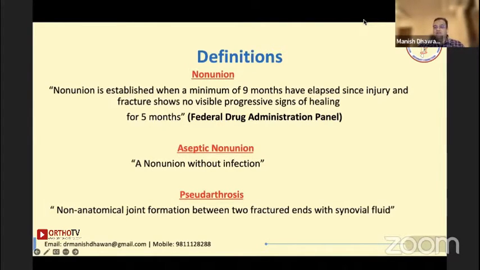And what is pseudarthrosis? This term comes very often. It is a non-anatomical joint formed between two fracture ends with synovial fluid. So these are the definitions which come very frequently when we describe non-union.